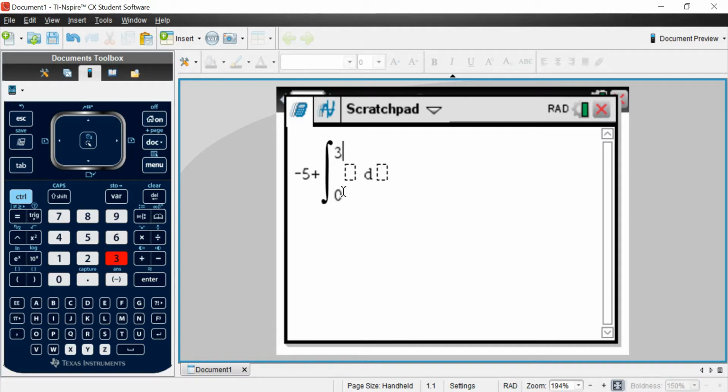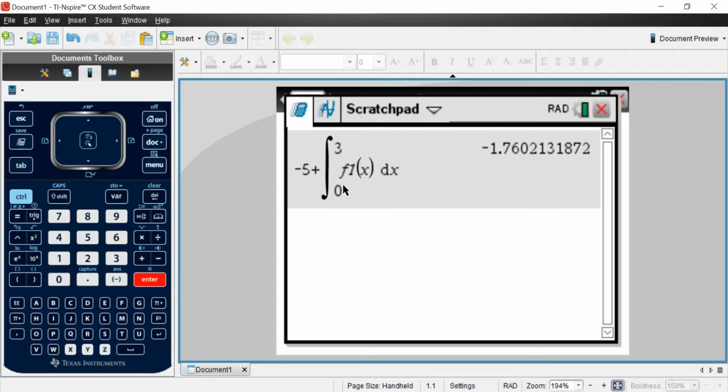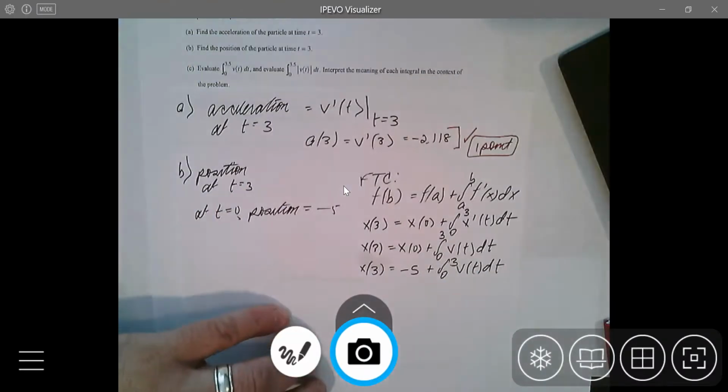The integral from 0 to 3 of the velocity function, but on my calculator, that function is f1 of x. We integrate with respect to x. We hit enter, and my answer is -1.760. So write that down on your paper, -1.760. We're going to go back over to my notes.